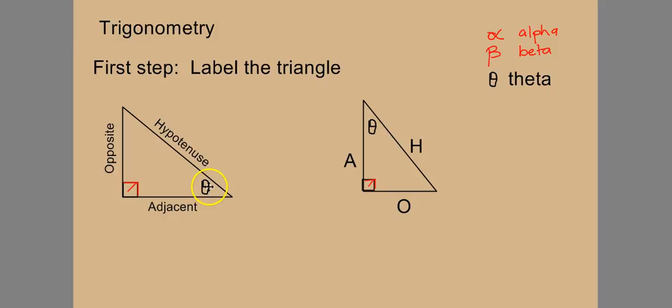And then it's from that point of view that you're labelling the other 2 sides. So the opposite side is on the opposite side of the triangle to that particular angle. And the adjacent side, adjacent means next to, the 2 sides that are next to this angle are the hypotenuse, which of course you've already marked, and the adjacent side.